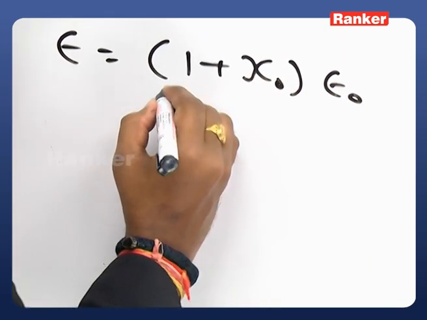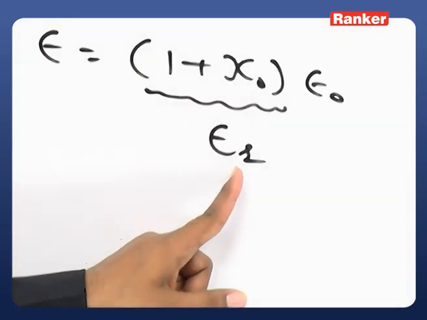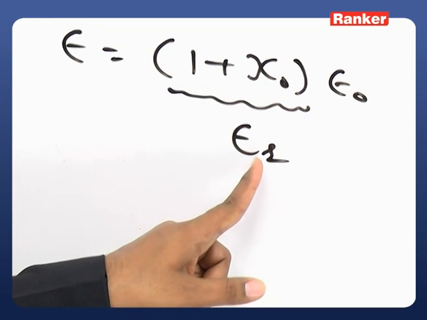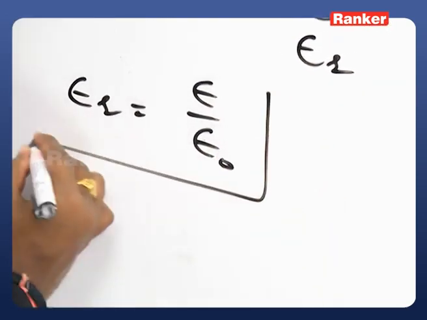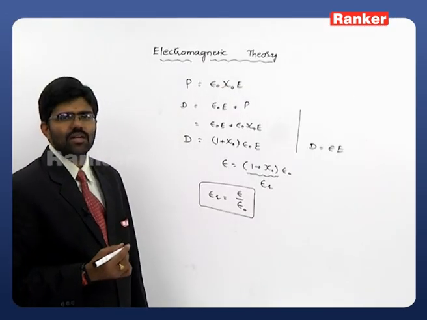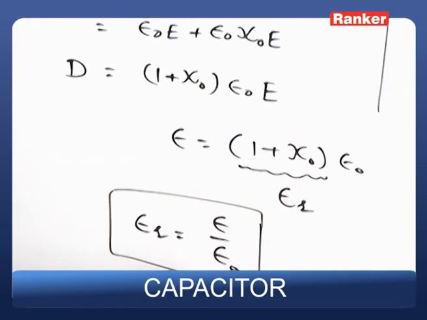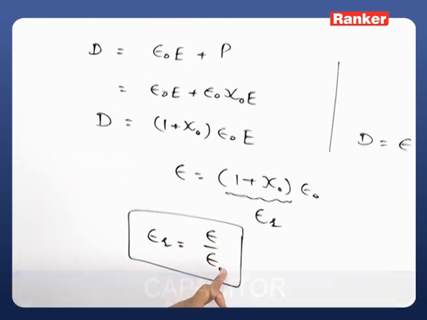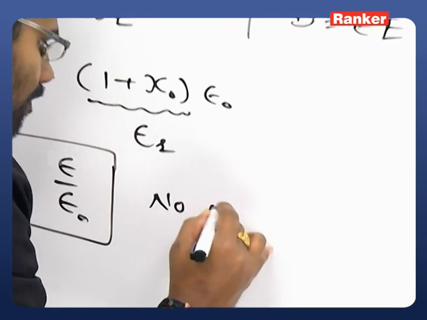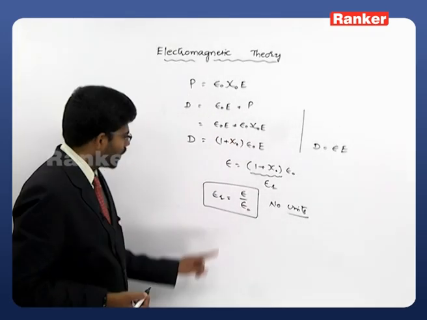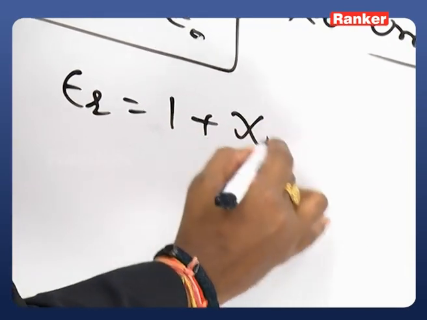So this particular term can be defined as epsilon r. Epsilon r is said to be the relative dielectric constant of the medium. The relative dielectric constant can now be written as epsilon r equals epsilon by epsilon naught. If you want to define the relative dielectric constant, simply it is the ratio of the permittivity of the medium to the permittivity of free space, or the dielectric constant of the medium to the dielectric constant of free space. And what are the units of epsilon r? Simply no units. It is a relative term, comparing one with another. And how can we write this epsilon r? Epsilon r equals 1 plus chi naught.